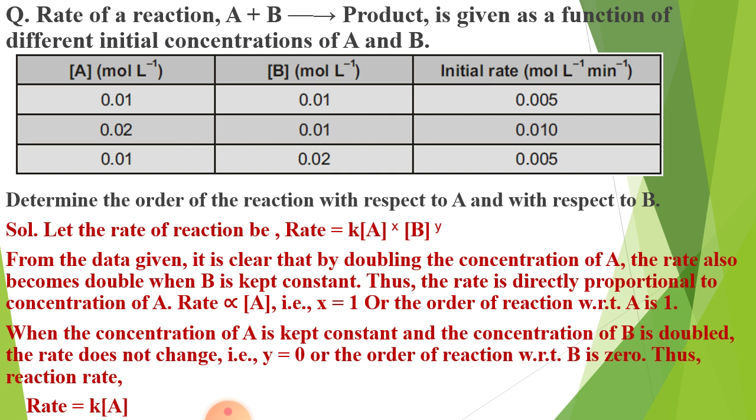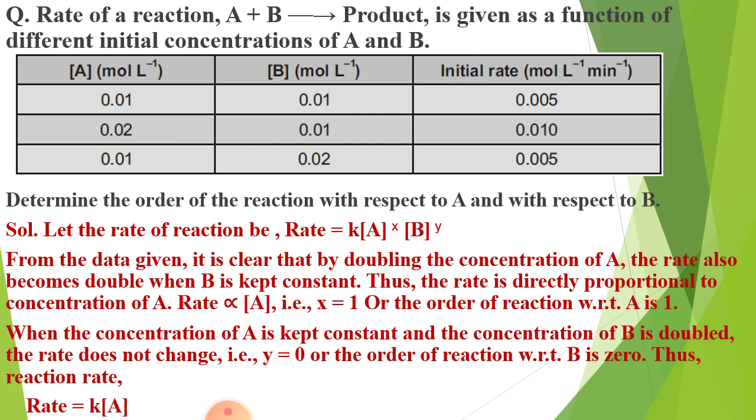Now you have to determine the order of reaction with respect to A and with respect to B. So how can you solve this type of question? Let us take the rate of reaction like this: rate equal to K, where the reactants are A and B, so we take K, A to the power X, B to the power Y. Now we have to find the powers X and Y by the experimental table. So now look at the table.